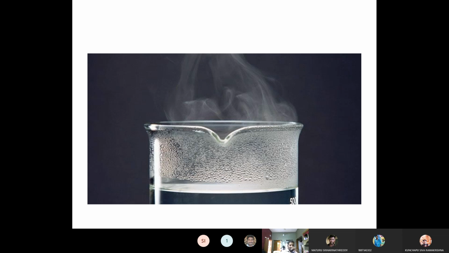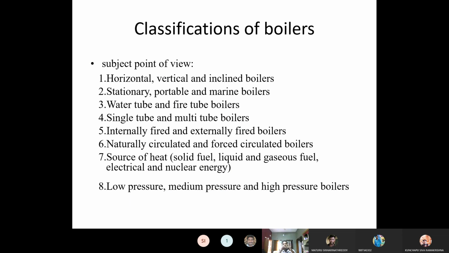Okay, next slide. You're seeing a slide on classifications of boiler. Okay, there are certain criteria. What are the criteria? The first one, from the point of view of the axis of the boiler: horizontal, vertical, and inclined. According to the axis of the boiler, we can classify them into horizontal, vertical, and inclined boilers.